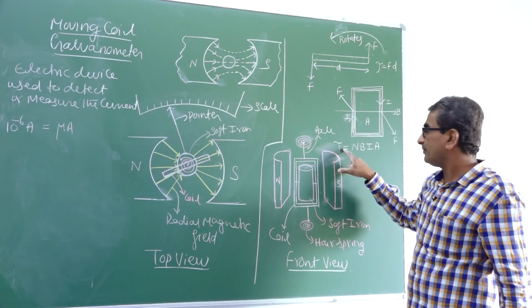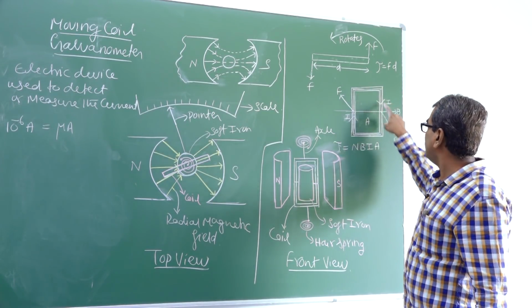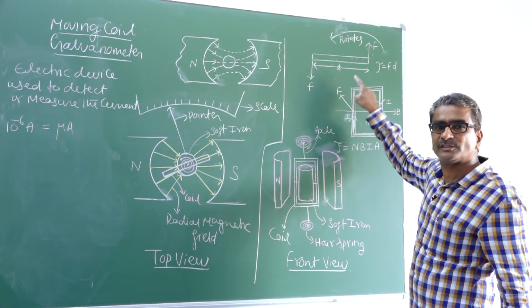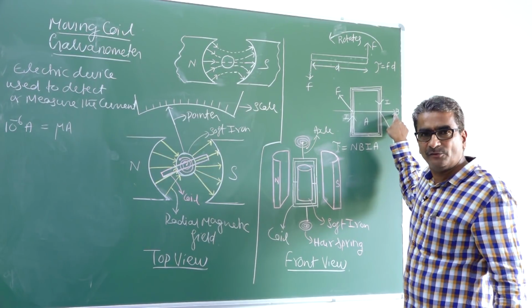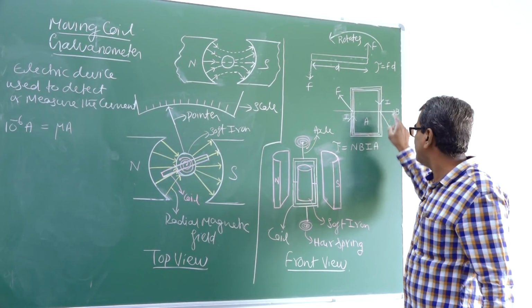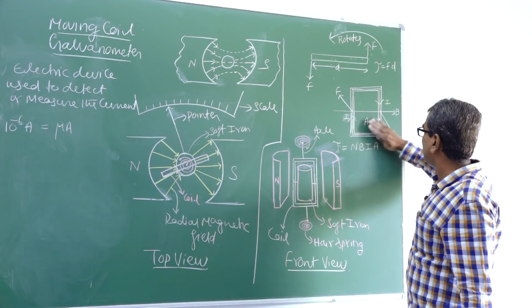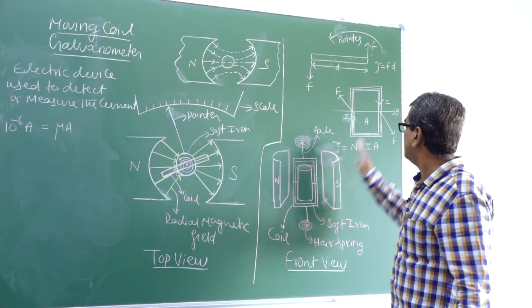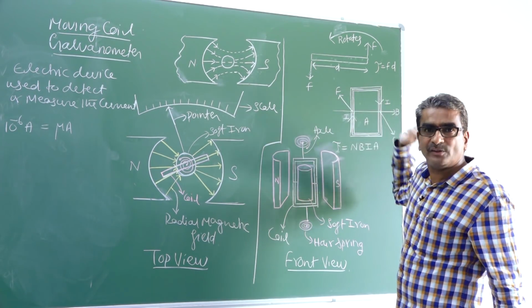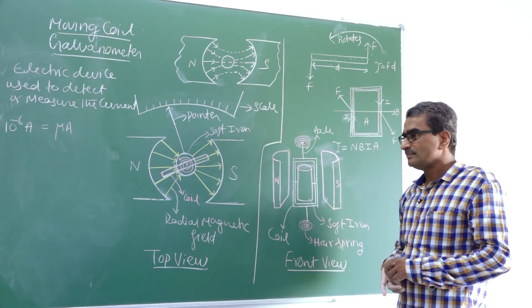Tau equal to NBIA. What is N? Number of turns. The coil consists of several turns. B, the external uniform magnetic field. I, the current flowing through the coil. A, the area of the coil, not the area of cross section, but the entire area of the coil. So this is nothing but an electric torque.